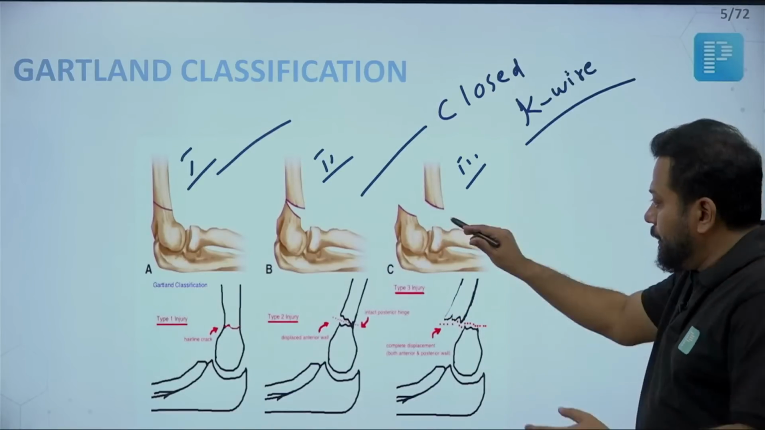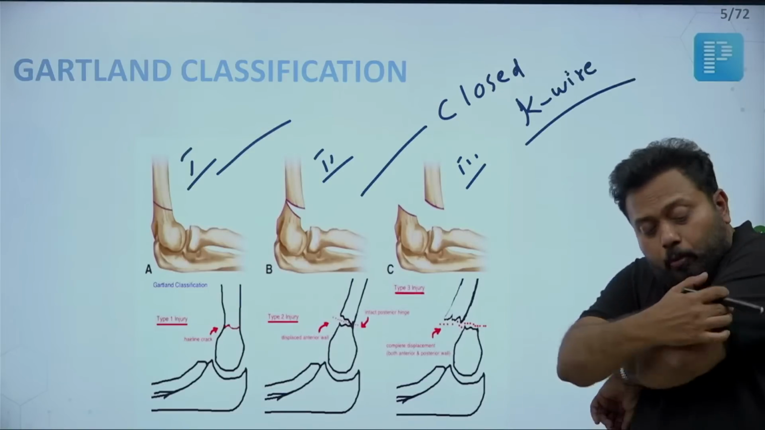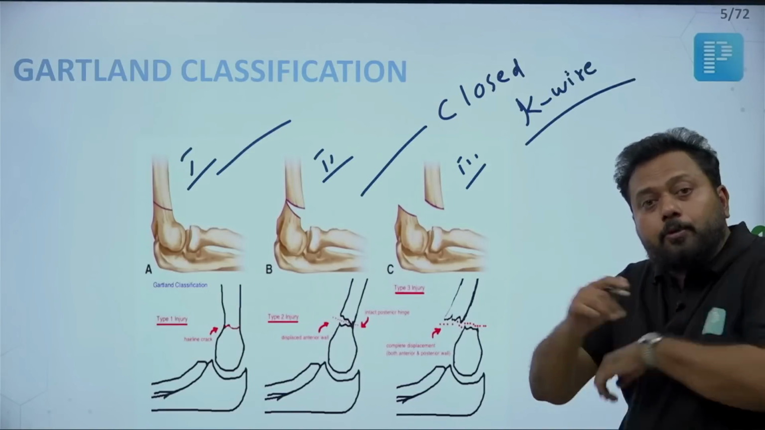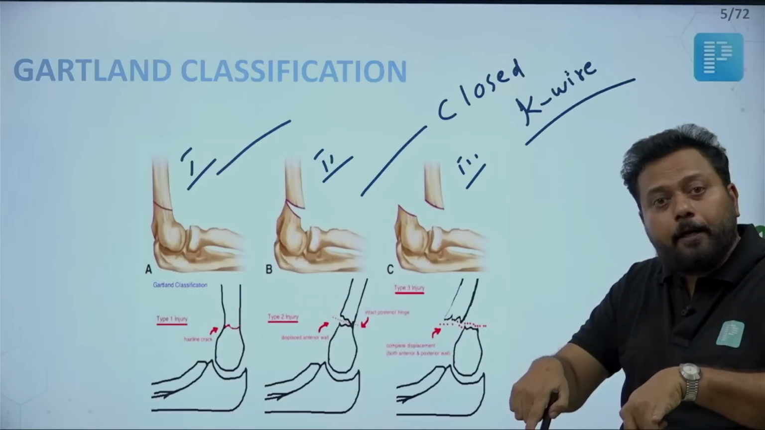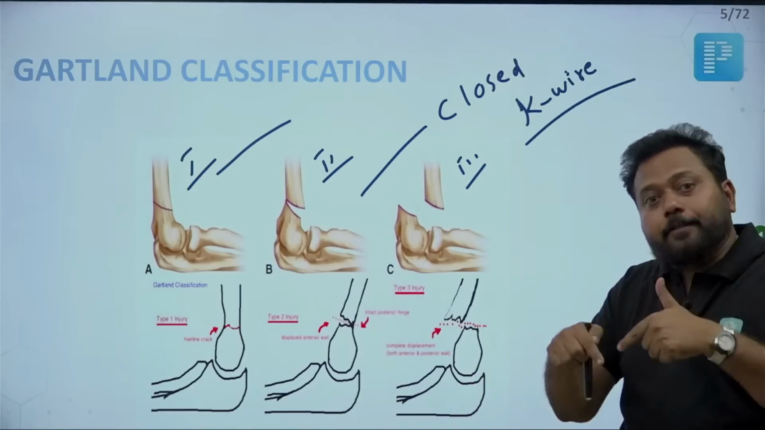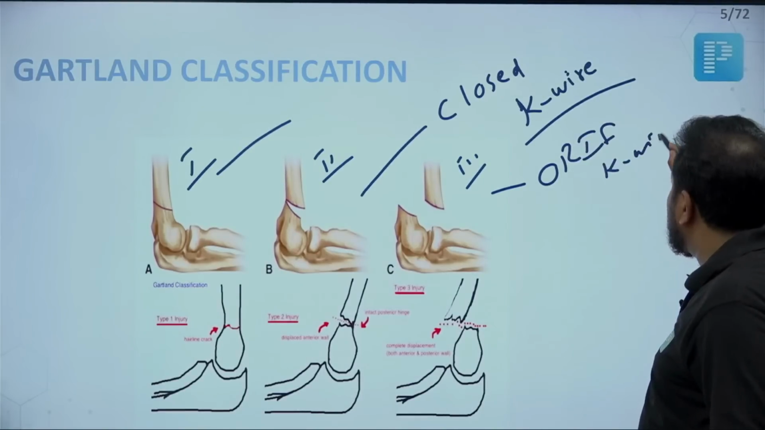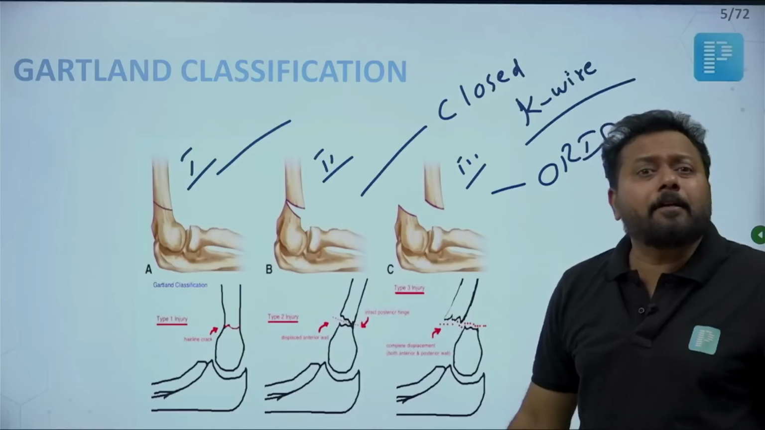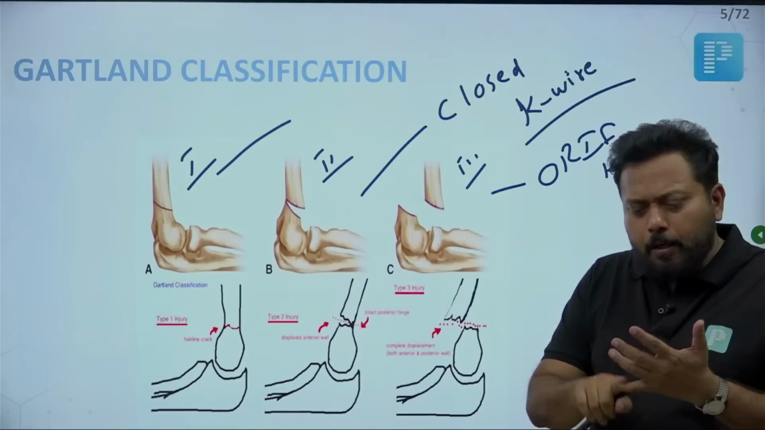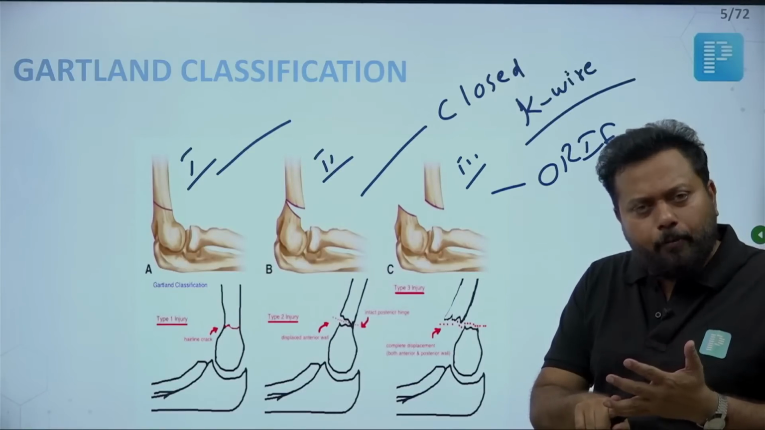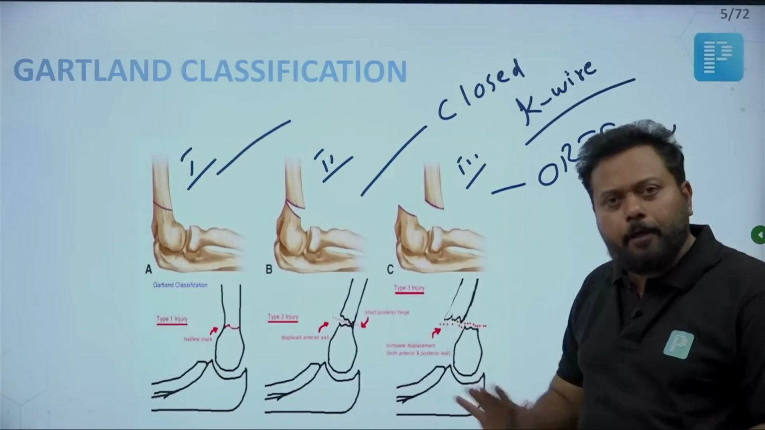Type 3, it is totally displaced, no other go, it needs an open reduction. I have to open the posterior aspect of the elbow, split the triceps, go to the lower end of the humerus in the supracondylar area, and fix it. So this needs open reduction and internal fixation with K wires. You see, the treatment is so simple. This is what they are asking in the entrance. How will you treat a supracondylar fracture? Gartland type 1, conservative. Type 2, closed reduction, percutaneous pinning, K-wire fixation. Type 3, open reduction, internal fixation with K wires. That completes the treatment of supracondylar fracture.